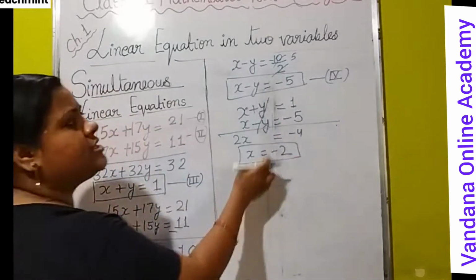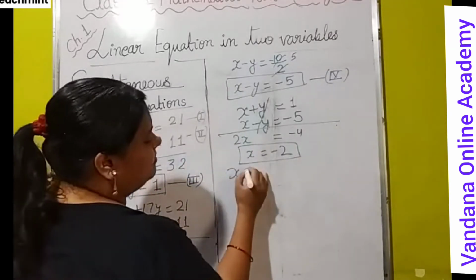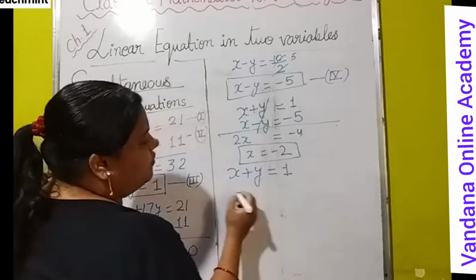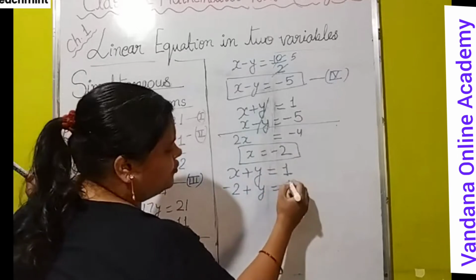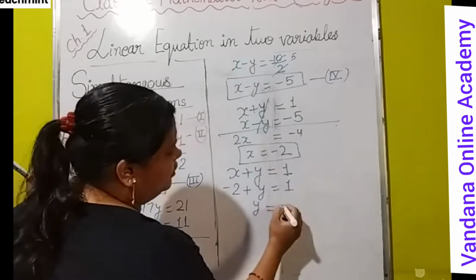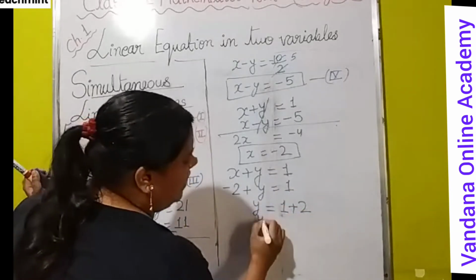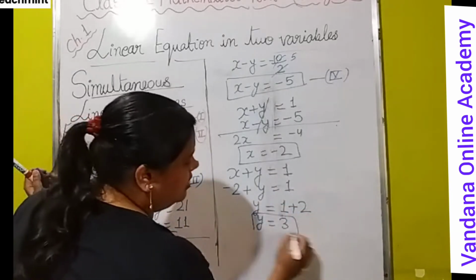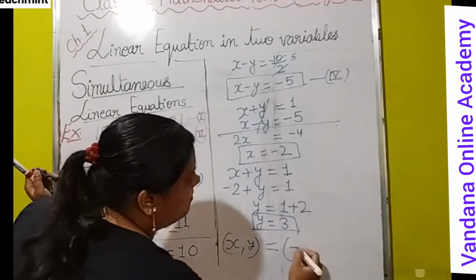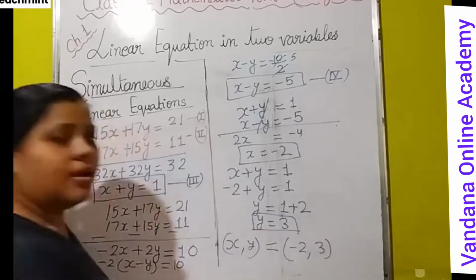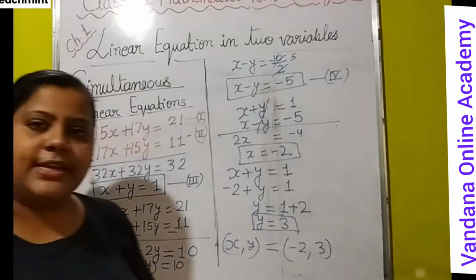Now putting the value of x in equation, maybe in 3 or 4. So I am putting in equation 3. So x plus y is equals to 1. So we will get minus 2 plus y is equals to 1. So here y is equals to 1. Now this minus 2 will be plus 2. So y is equals to 3. So the final solution is x comma y is equals to minus 2 comma 3.